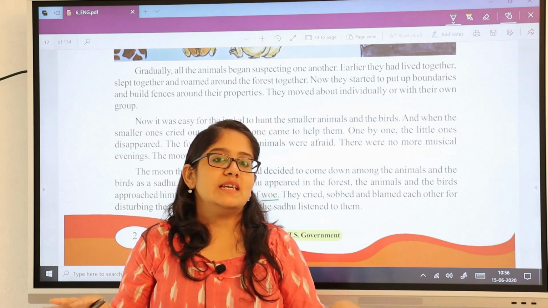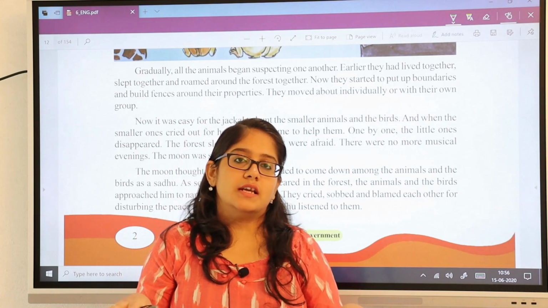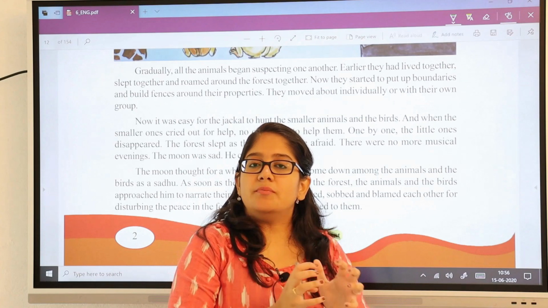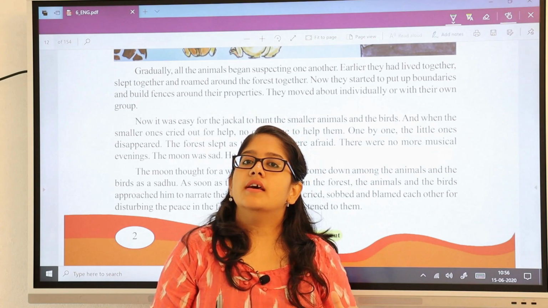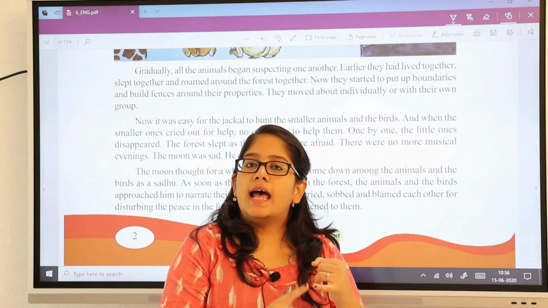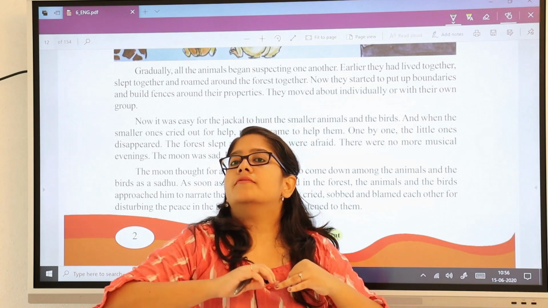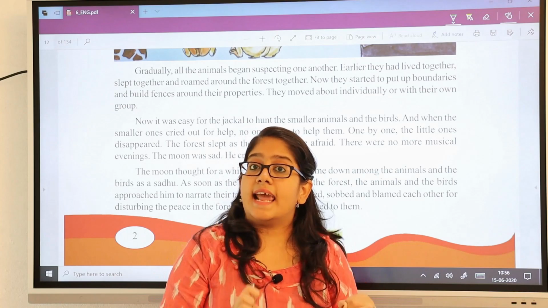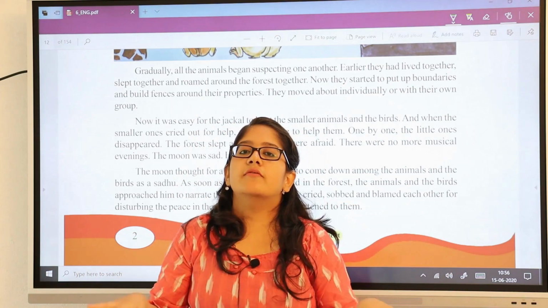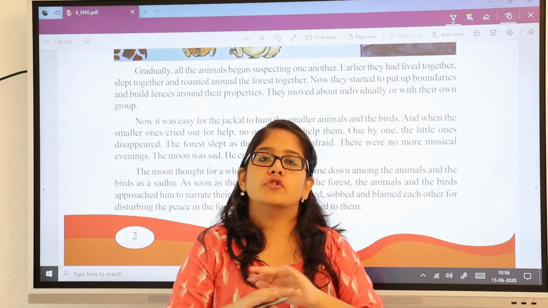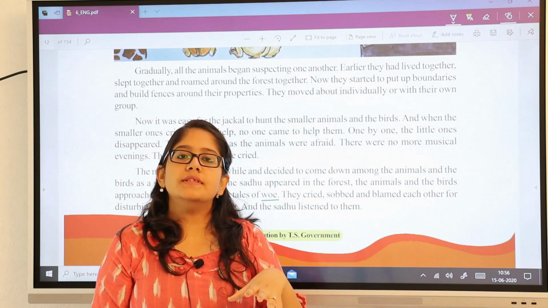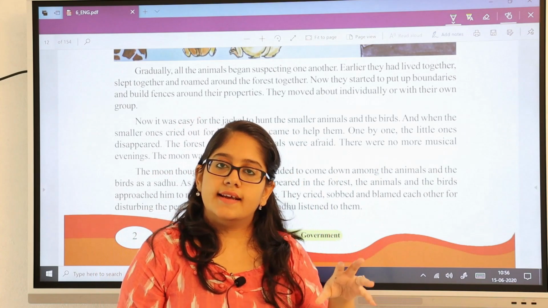So the forest seemed as if it slept. The forest doesn't sleep, but because the animals were extremely scared of what was going on, they did not come out and enjoy themselves. There was no harmony, and also this jackal spread a lot of violence in the forest, so they were very scared to come out and enjoy themselves like earlier. So everything was silent, no musical evenings, no enjoyment. And the moon, who watched these animals, was also very sad, and he cried.